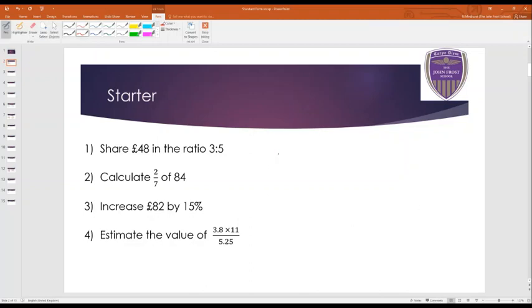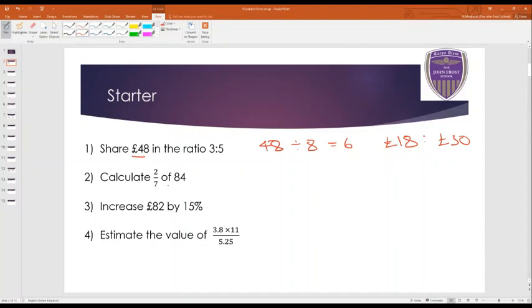Okay, welcome back then. So a bit of a mixture, like I said. So sharing £48 in a ratio 3 to 5, first of all. So step one, remember, is to add the ratios together, which will give us 8. Then we should be dividing what we're sharing by our total ratio. Okay, so that gives us 6. And then that means, remember, that one share is £6. So 3 shares is 3 lots of 6, which is £18. And then 5 shares is 5 lots of 6, which is £30, and if we add those together we get the 48 that we started with, so we're assuming that that's right.